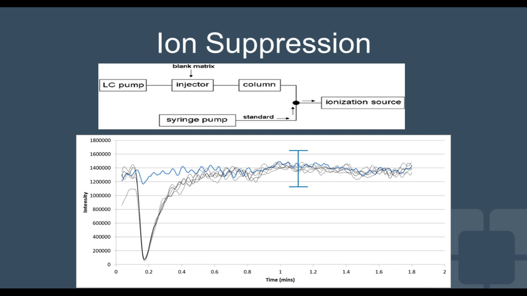Unfortunately, you can see that many of the black lines, all of the black lines, are having a suppression around the very front of the method. This is due to many hydrophilic compounds eluting off the column, having no interaction with the C18 hydrophobic phase. If isobuconazole were to elute around the 0.2 minute mark, it would experience ion suppression.